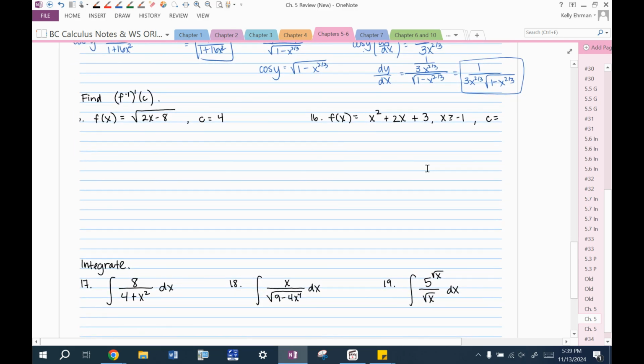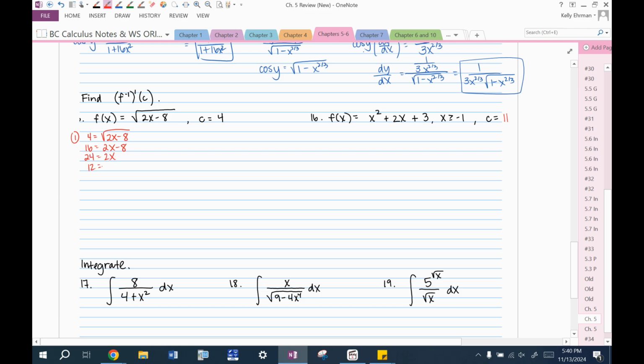All right, what about f inverse? So, and number 16 got cut off. I believe this is 11 here. All right, so on 15, we want f inverse prime at c. So we want to find f inverse prime of 4, which means step 1, set f of x equal to 4 and solve for x. So square both sides to get rid of the square root. Add 8.